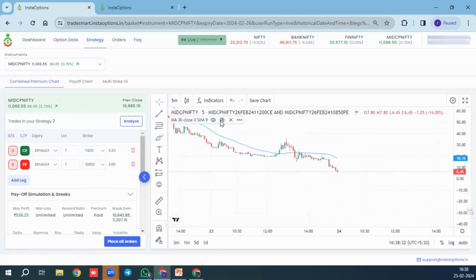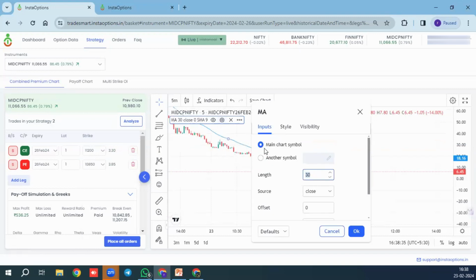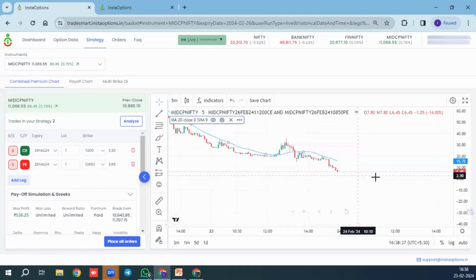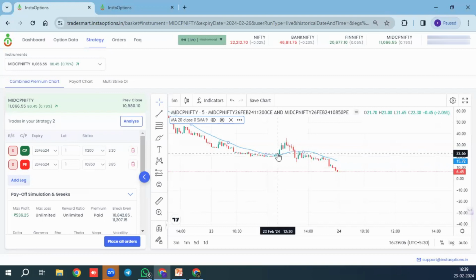Okay, here also you need to have 20 SMA. So you keep 20 SMA, and whenever the combined premium is closing above 20 SMA, you need to find which direction the market is moving, and on that direction you need to buy. It is very simple. Let's say yesterday when it was 23, today at 12:30 we have got a signal. Exactly at 12:30 we have got a signal of buy, right?